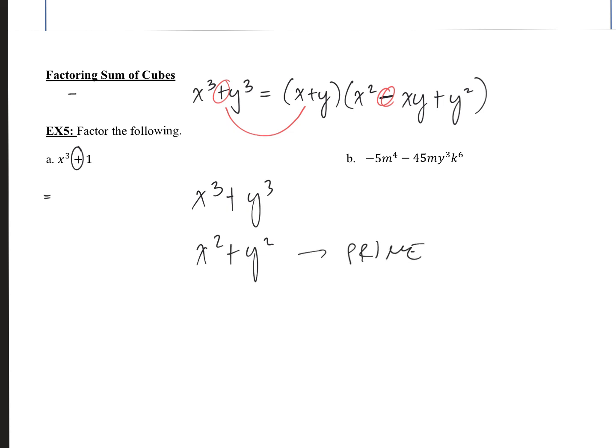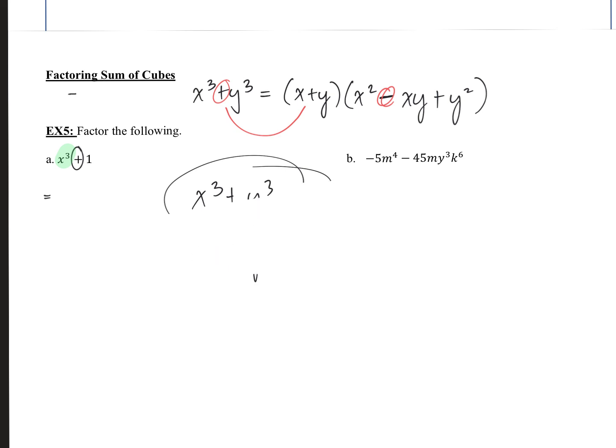Well, since the first value is a cube, we know it must not be the sum of squares, which means it could possibly be the difference of cubes, or the sum of cubes. So it's not the sum of squares. We have one option, and if it's not this one, then it's prime.